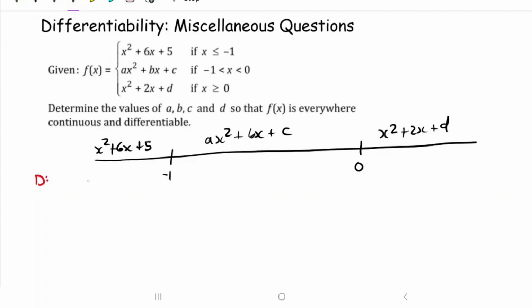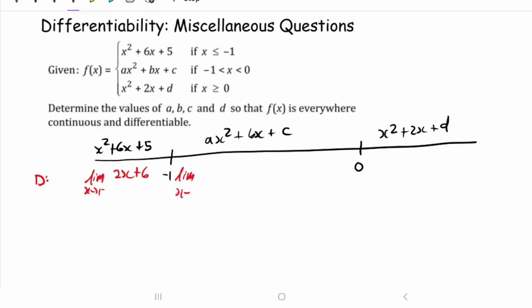And what differentiability allows us to do is this. The limit of the derivative, because we're using differentiability, so we will go with the limit of the derivative. And that's what I will start taking first. So maybe let's remove that. Let's go as x tends to -1 from the left. We'll take the derivative of this. So the derivative of that becomes 2x plus 6.